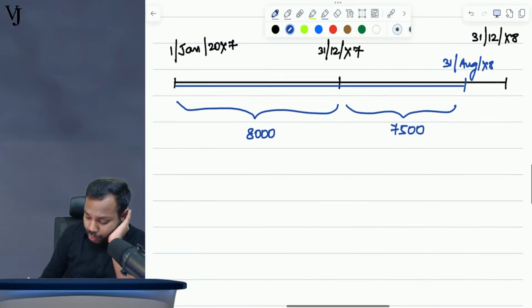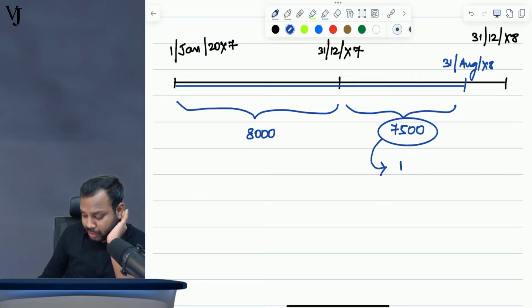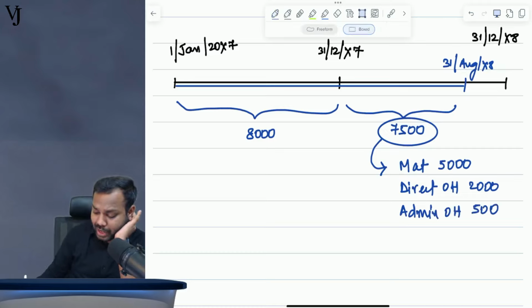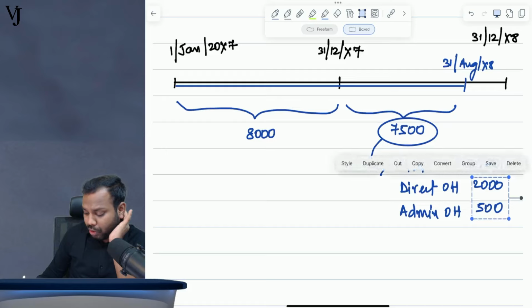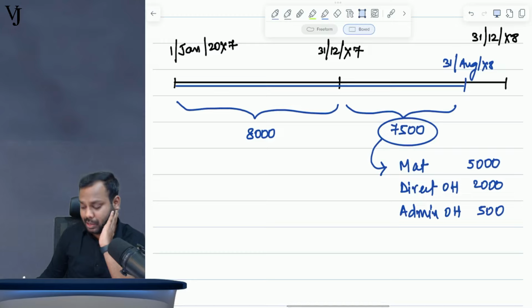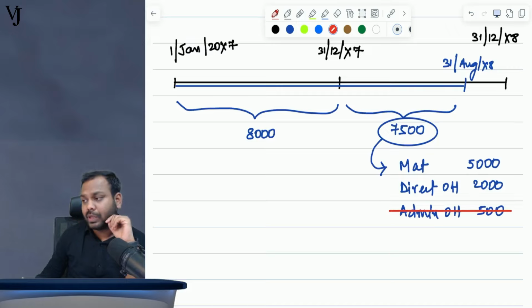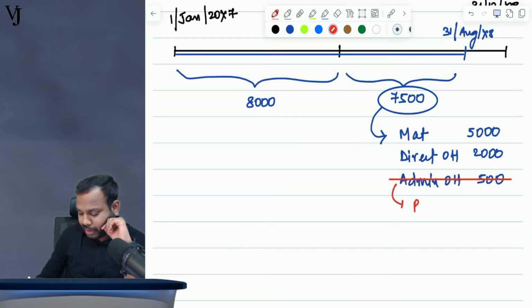Now the question says that out of the 7,500 which I have incurred, what is the breakup? The material is 5,000, directly attributable overhead is 2,000, and admin overhead is 500. Now tell me, applying the principles of IAS 16 on property, plant and equipment, is there any cost which you think should not be capitalized to the cost of the asset? Yes, in my opinion, this admin overhead cannot be capitalized. This should be transferred to P and L. Is that clear, everyone?